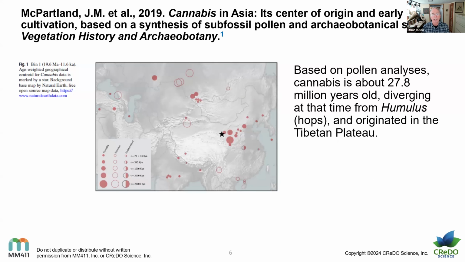So the history of the plant is very interesting. John McPartland has done a great deal of work looking at pollen deposits and trying to show age and origin of cannabis. But based on pollen analyses, cannabis is about 27.8 million years old, at which time it diverged from its related species, Humulus, better known as hops, and the best evidence is that it originated in the Tibetan Plateau. Other people have thought Central Asia, but again, this isn't definitive at this point.